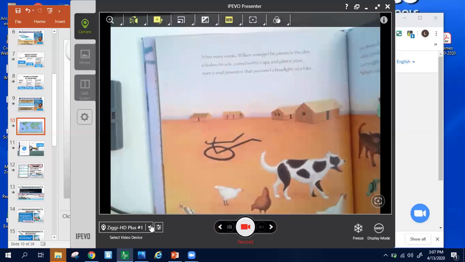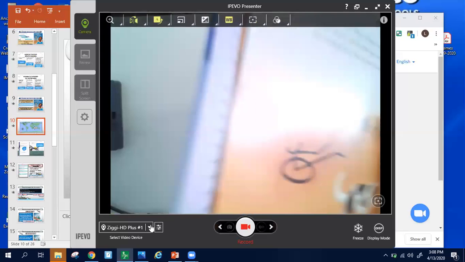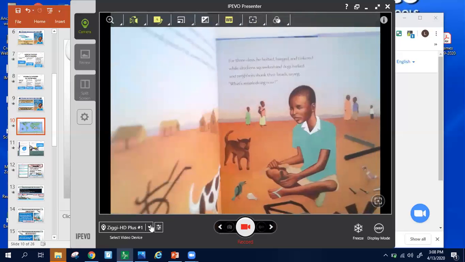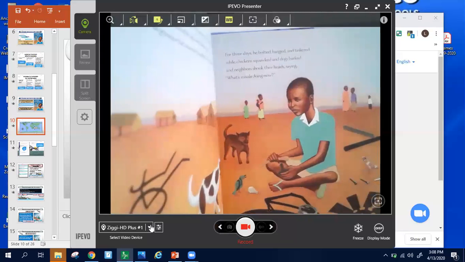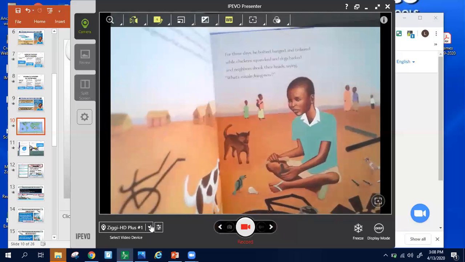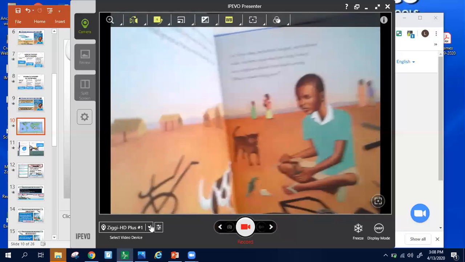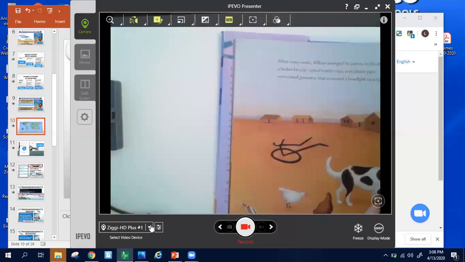After many weeks, William arranged his pieces in the dirt, a broken bicycle, rusted bottle caps, and plastic pipe, even a small generator that powered a headlight on a bike. So we've got all his belongings here that he's found. For 3 days, he bolted, banged, and tinkered, while chickens squawked and dogs barked and neighbors shook their heads saying, "What's Masala doing now?" Remember, Masala was a crazy boy. So here's all his belongings, all right? And they shook their heads, because they don't know what he's doing. And now he continues to work.